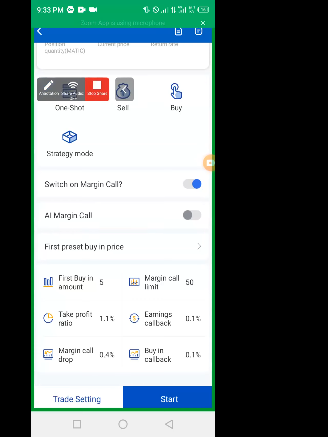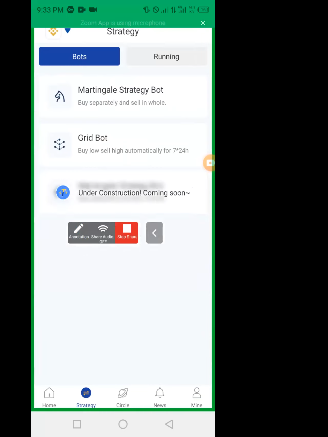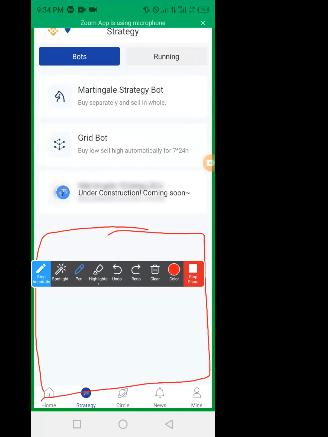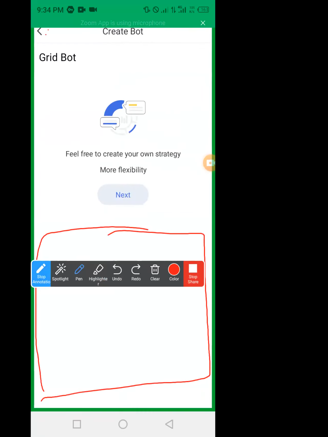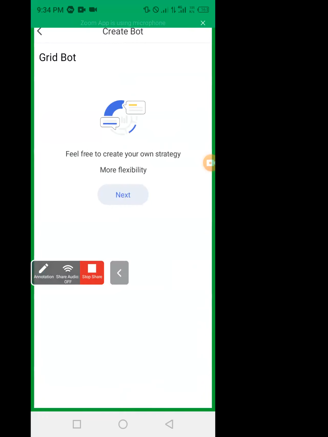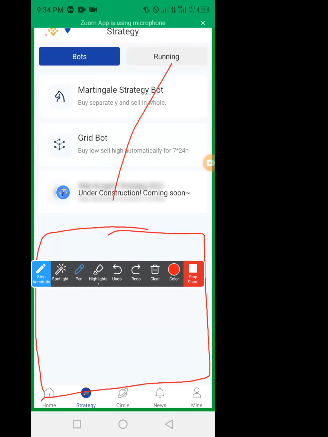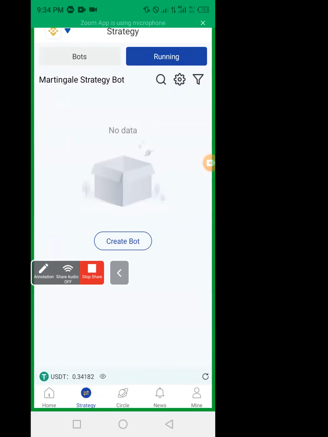I want us to look at another thing here. Remember, I said we are looking at bots. I said bots, that's martingale strategy. That's where we get the coins to trade with. Then also when we click on running, it shows us the trades that you are having, the active trades that you are having in. So when you click on it, it will show you the trades that you are having.